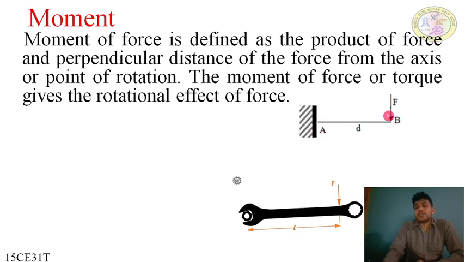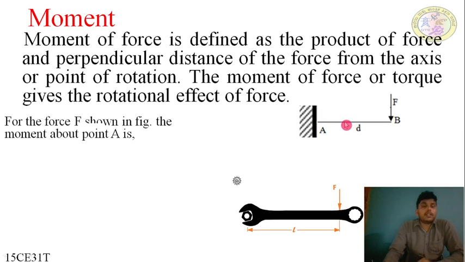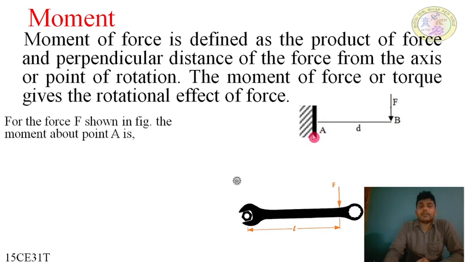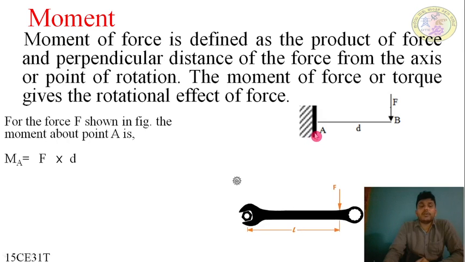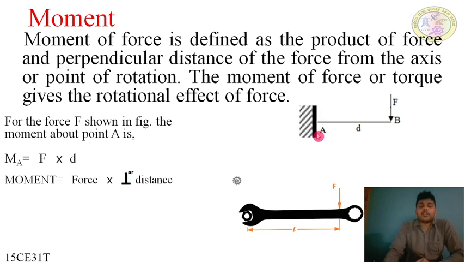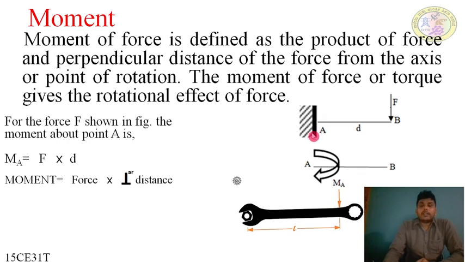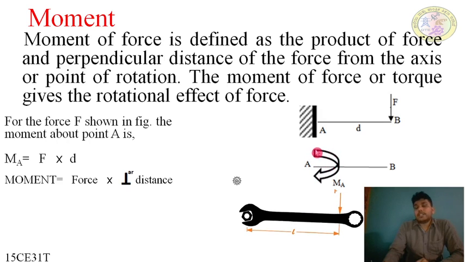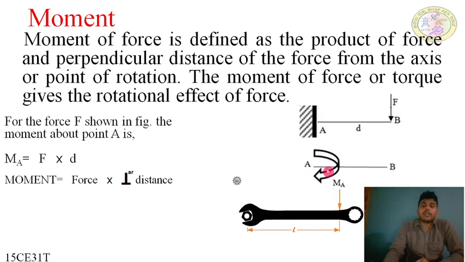F is a force, the magnitude of the force. For the force F shown in the figure, moment about the point A, moment about A, will be equal to force into perpendicular distance, that's F into D. Moment is equal to force into perpendicular distance. So a moment is calculated or designated in the form as shown in the figure.